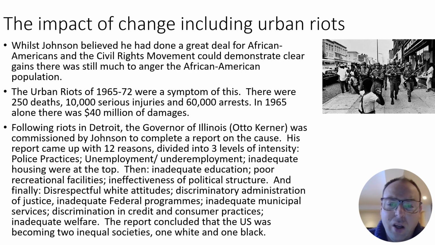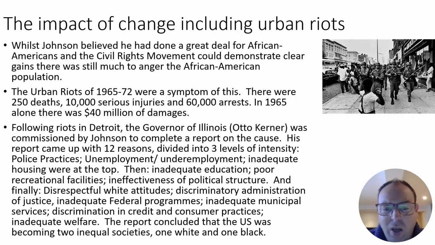The governor of Illinois, Otto Kerner, was commissioned by Johnson to complete a report on the causes. His report came up with 12 reasons for the riots. He divided them into 3 levels of intensity. At the highest level, he said the most significant problems were police practices, unemployment or underemployment, so where people had work but not enough work or regular enough work to support themselves, and inadequate housing. So they were seen as the 3 most significant causes of the riots.